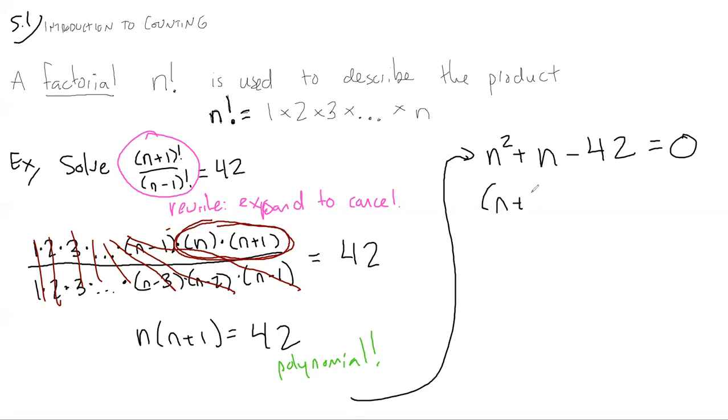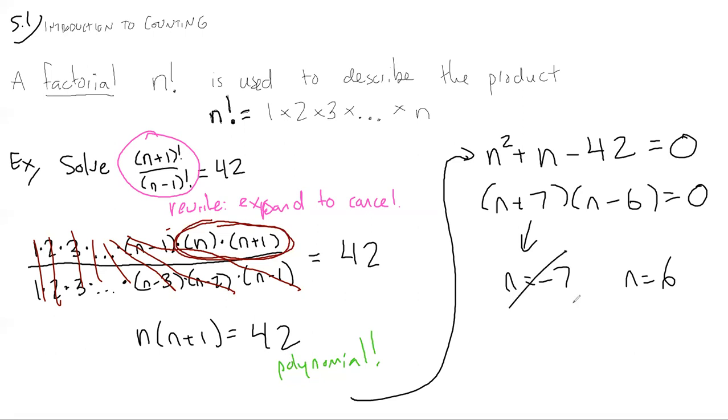This does factor. n plus 7, n minus 6 is 0. And so I end up getting n is negative 7 and n is 6. But as mentioned, as far as we're concerned, these factorials are not defined over the negatives. And so my answer is just going to be n equals 6. So this reads that 7 factorial divided by 5 factorial is 42. So that's about what we can do with the factorials for now. They're going to start showing up in all of the remaining formulas.